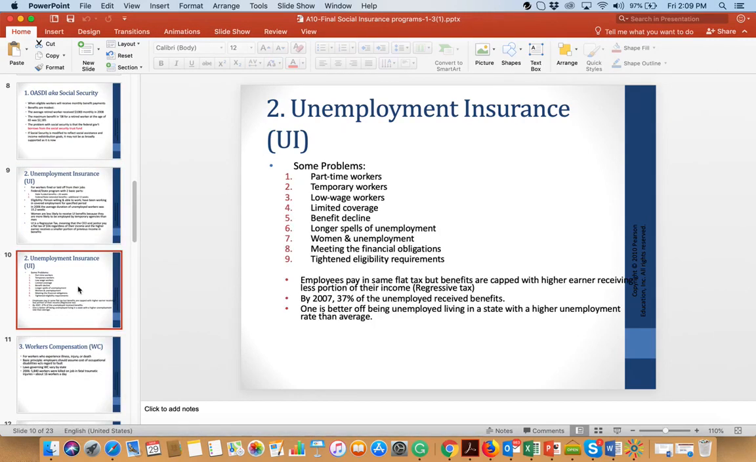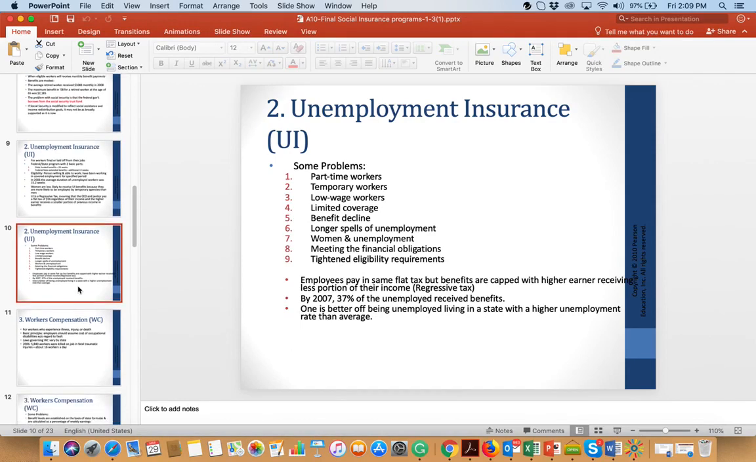As I said below, unemployment insurance has some problems. Some of the problems are part-time workers, temporary workers, low wage, etc. Those are both problems, and some of those I've just explained before.